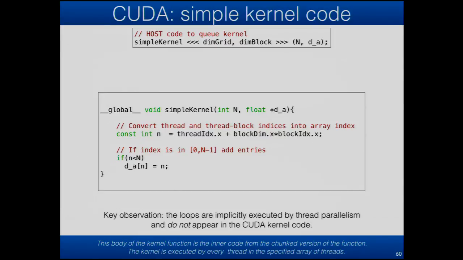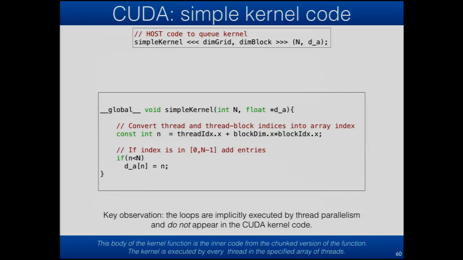Yes? So you're saying we should just define this thread ID, X, and block dimension somewhere in the... That's defined for us. It's provided by CUDA. So it's an intrinsic variable. It's like pi. So how do we control the number of threads? Right, that's a good question.